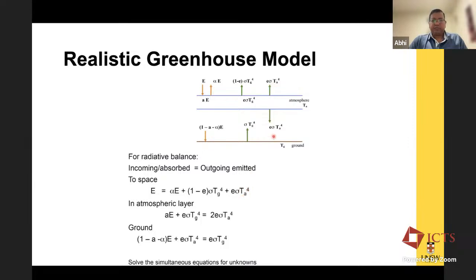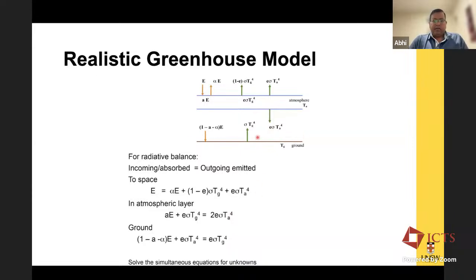In the atmospheric layer here, you again have the absorption component, A into E, and then you have E sigma Tg to the power 4, which is now the incoming, and then you have the outgoing, which is 2 times E sigma TA to the power 4, which is these two here.